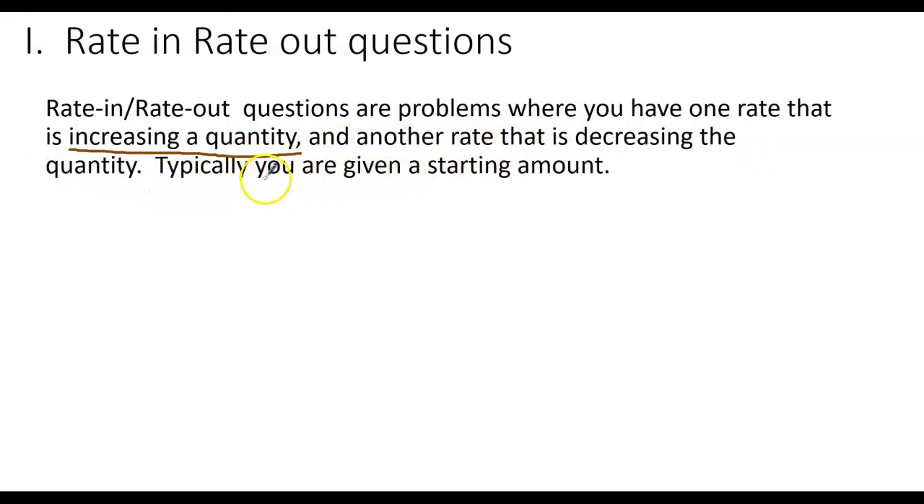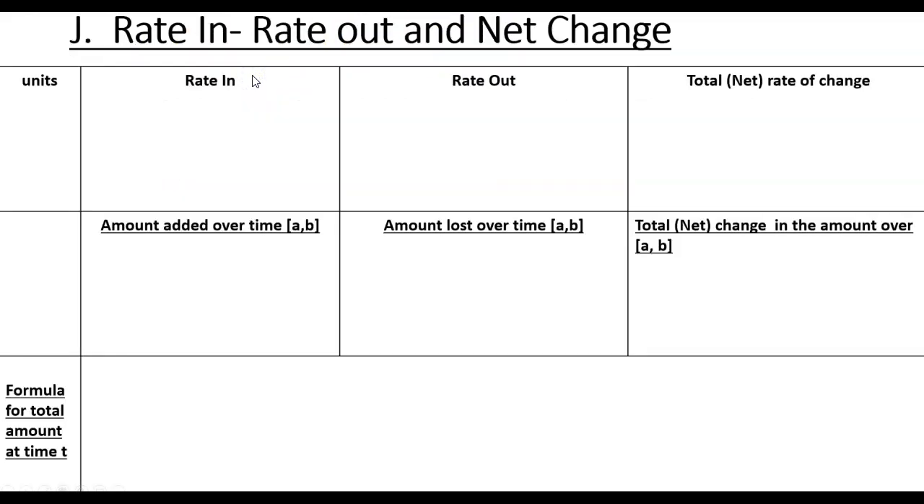And when I taught this, I gave you guys the example of a bathtub where water was pouring in, but also there was a drain, so water was coming out. Now, typically in these problems, they will give you a starting amount. Okay, so they'll tell you how much is there to begin with, but you know how fast stuff is coming in, and you know how fast stuff is going out. And that's a rate in and rate out question.